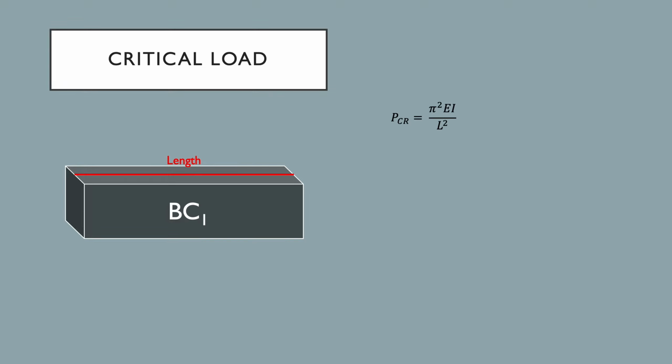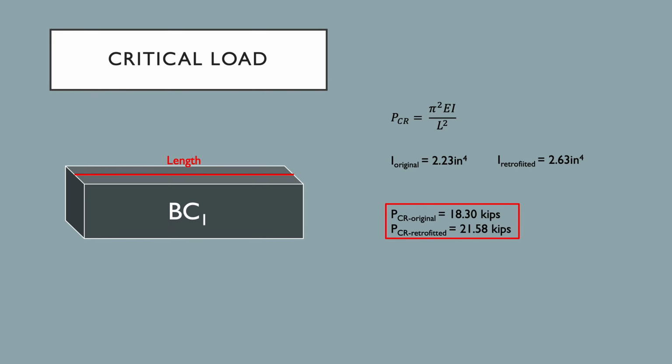When looking into the history of the Bollman Bridge, it has undergone many retrofittings throughout its time standing. From this, 2 moments of inertia were supplied, the one for the original B1 member and the one for the retrofitted B1 member. The calculation produced 2 results. The critical load of the original member was equal to 18.3 kips, while the critical load of the retrofitted member was equal to 21.58 kips. This value represents under what force the member will fail and ultimately buckle.